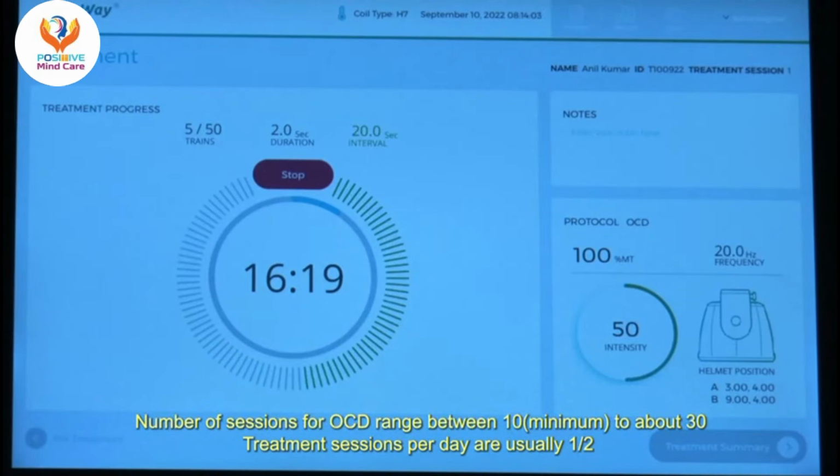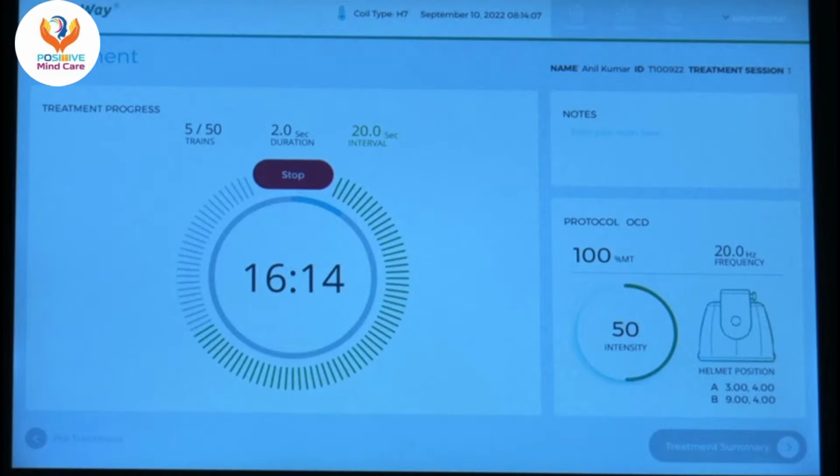That is one session of deep TMS treatment with H7 for the OCD protocol.